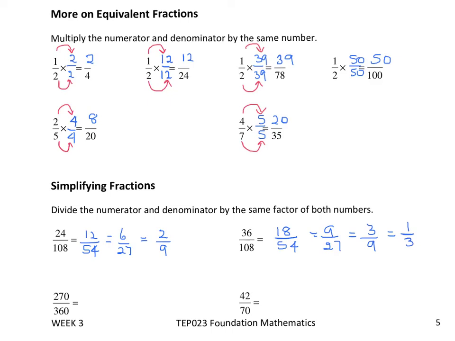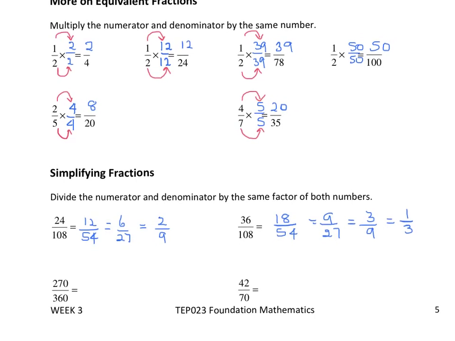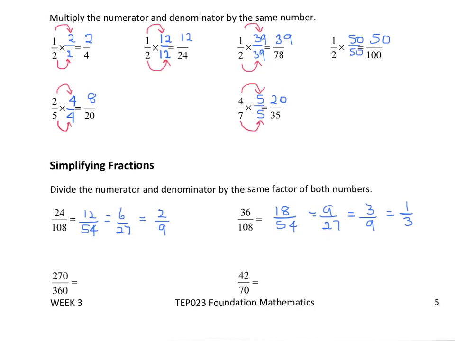270 divided by 360. You should see that 10 is a common factor for both those numbers. So we can get rid of the 2 zeros. We've got 27 over 36. You can do this one very quickly in one step, if you realise that 9 is a factor of 27 and 36. 9 divides into 27 3 times. 9 divides into 36 4 times.